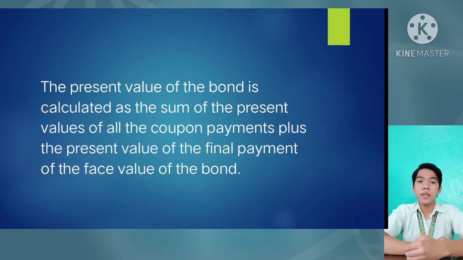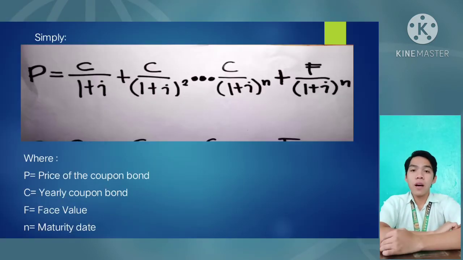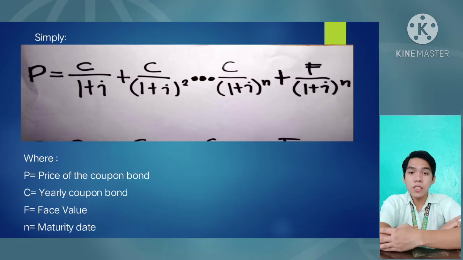The present value of the bond is calculated as the sum of the present values of all the coupon payments plus the present value of the final payment of the face value of the bond, or simply by the formula P equals C over 1 plus i, plus C over (1 plus i) raised to the power of 2, and so on, to C over (1 plus i) raised to the power of n, plus F over (1 plus i) raised to the power of n, where P is the price of the bond, C is the yearly coupon payment, F is the face value, n is the years to maturity, and i is the yield to maturity.